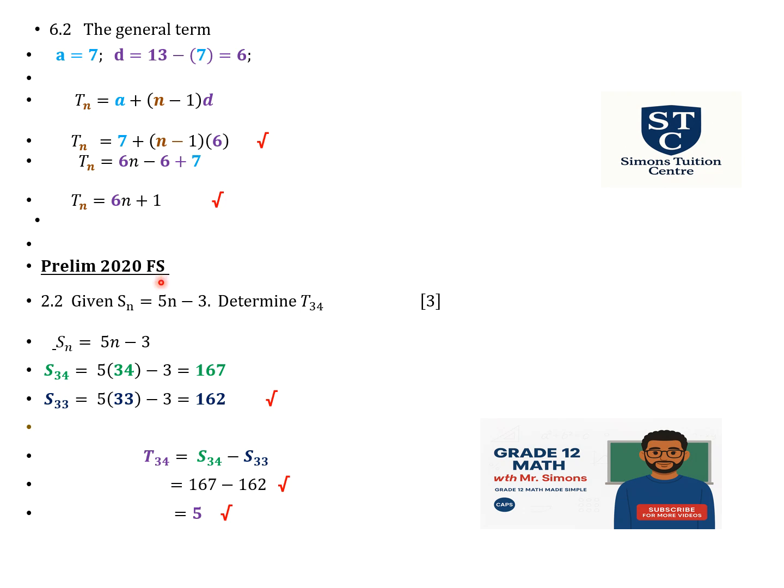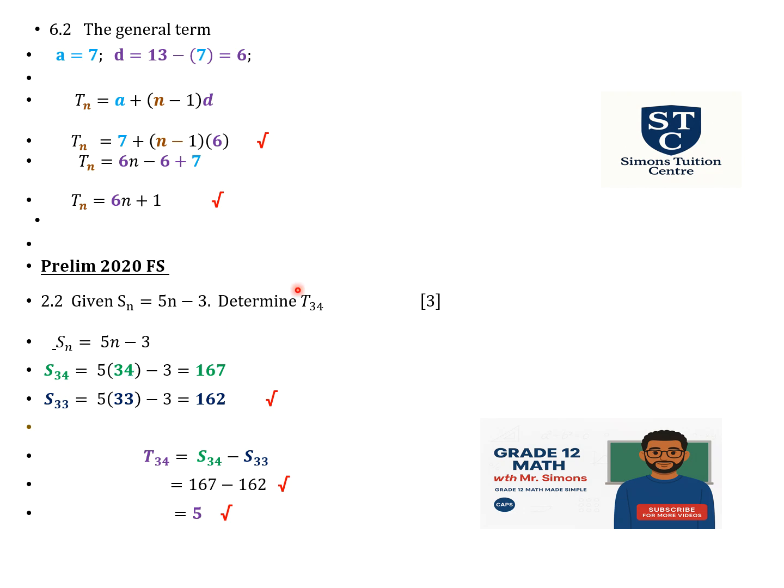Now, Prelim 2020 Free State. They've also given us a formula, and they want term 34. So the sum to n terms equals 5n minus 3. To get term 34, I need to know it's the sum to 34 terms minus the sum to 33 terms.